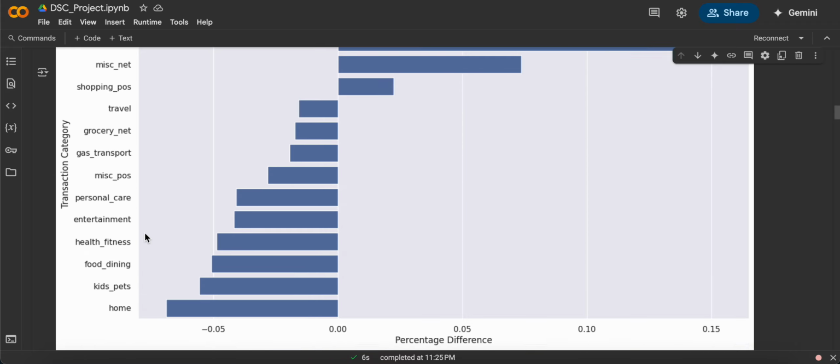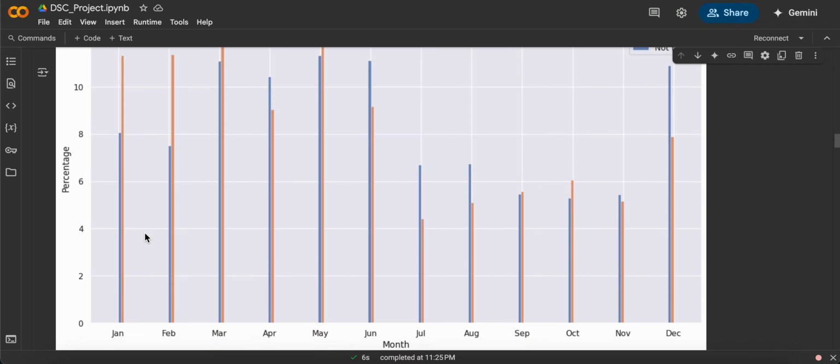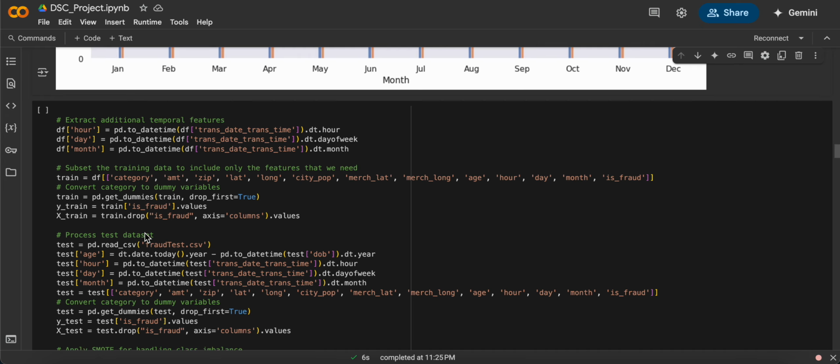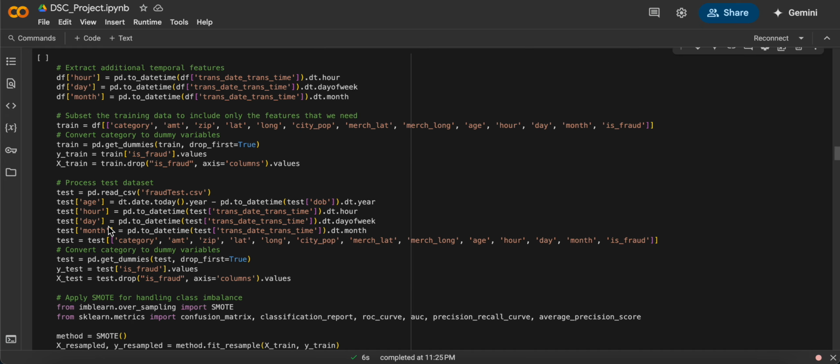Coming on to feature engineering. After EDA, we moved to feature engineering. We created new features from existing data, such as extracting the hour of the day, the weekday, and the month from the transaction time. We also calculated the age of the customer from the date of birth, which allowed us to see how fraud varies across age groups. Interestingly, younger users, especially those under 30, had a slightly higher fraud rate.